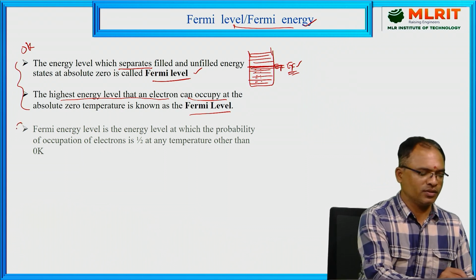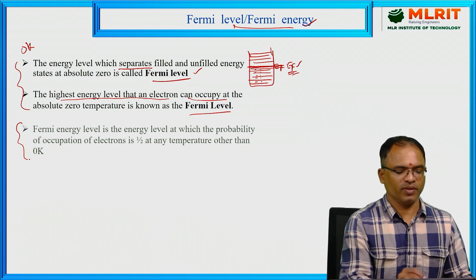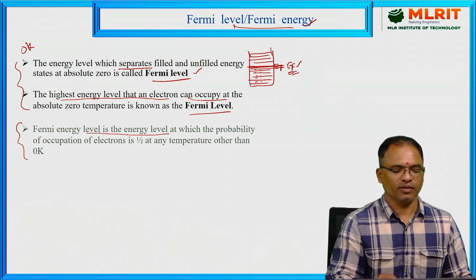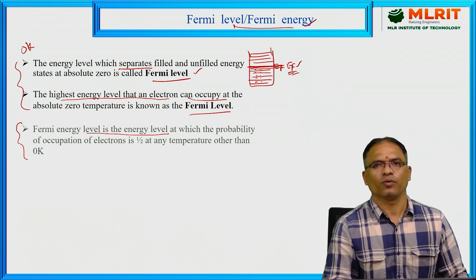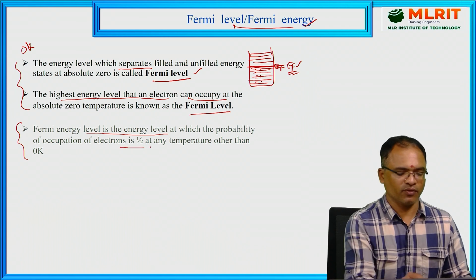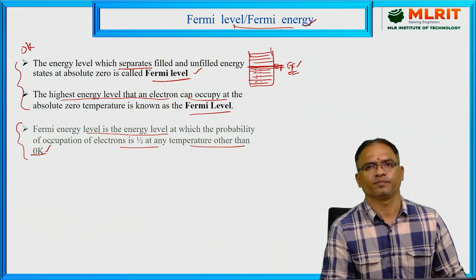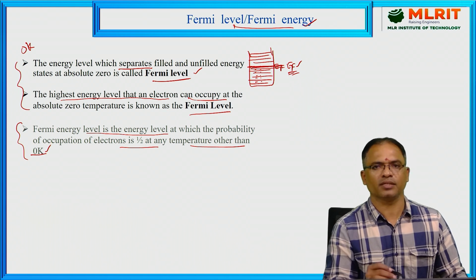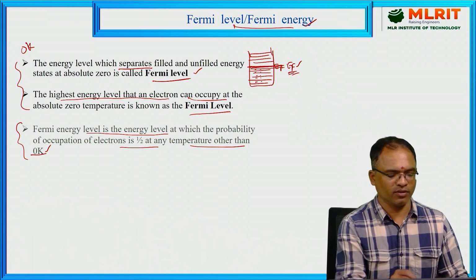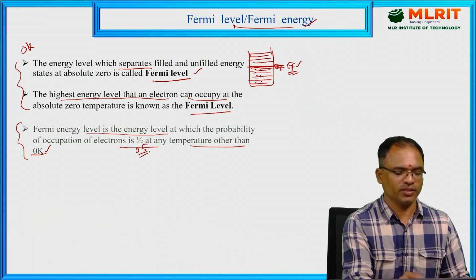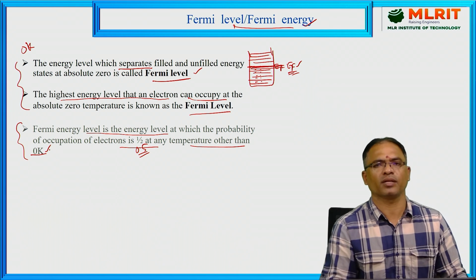And at temperatures other than 0, the Fermi level is defined like this. The Fermi level is the energy level whose occupation probability is half at any temperature other than 0 Kelvin. So like that we can define the Fermi level in three ways.